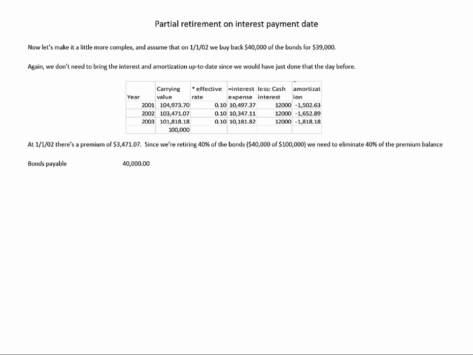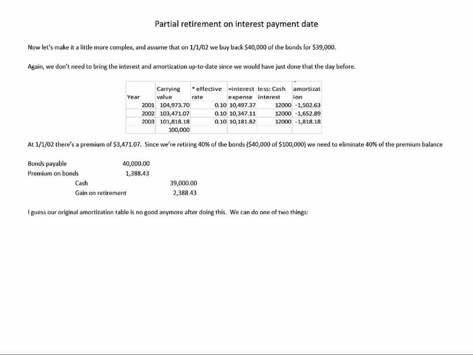Get the bonds payable off the balance sheet, $40,000 face value. Get the premium associated with those bonds off the balance sheet, and again, that's 40% of the January 1st, 2002 balance. We write our check for $39,000. And again, the difference is a gain or loss on retirement.